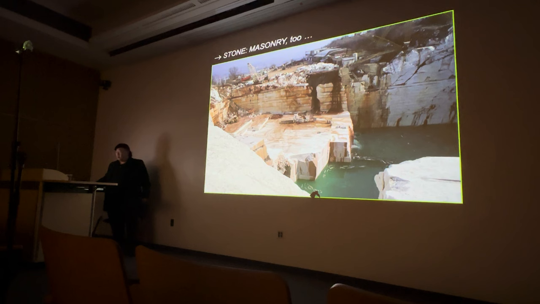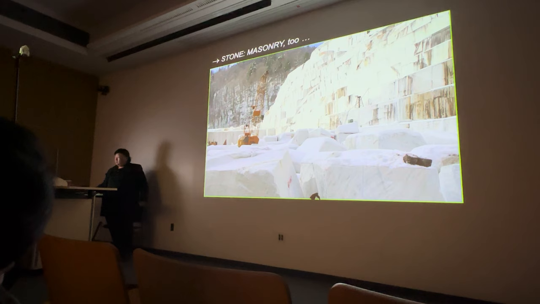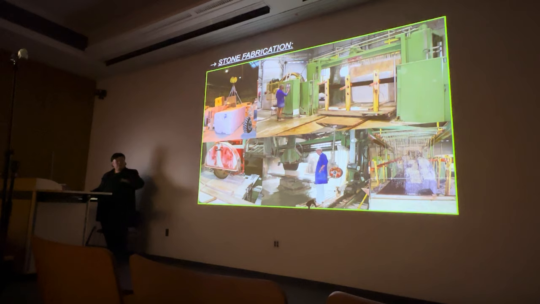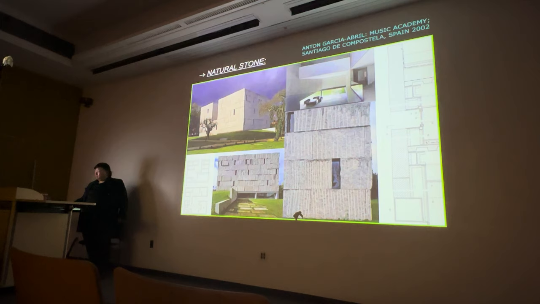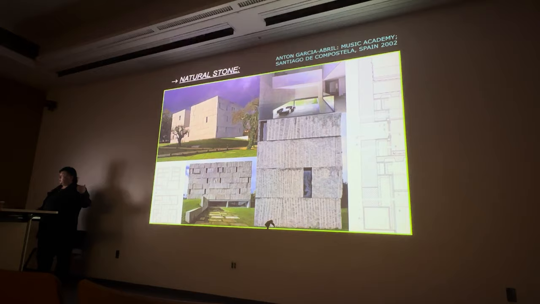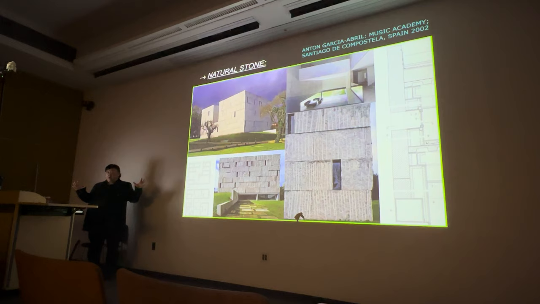Next thing is the stone masonry. We will get the stone from a factory that actually produces stone, and we slice them. And then you need to scoop them out, cut them out, with the machine. One of the music academies used natural stone to produce this. And they actually utilize steel inside for the beams. But outside, it looks like a concrete box.